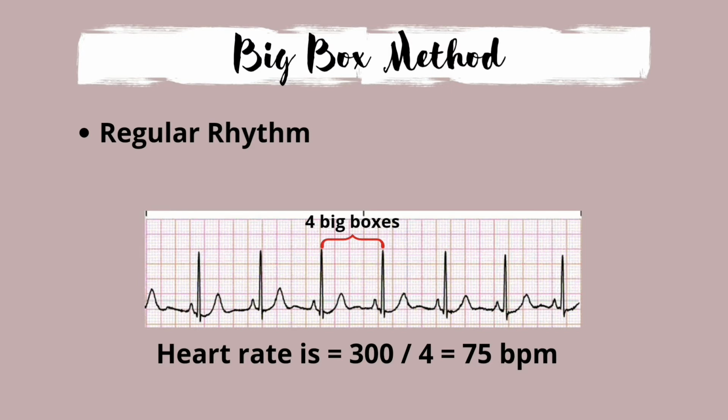In the example shown, we can notice that the rhythm is regular and constant. Most of the QRS complexes fall 4 big boxes apart. So from here, we can calculate 300 as our constant number, divided by 4, which is the number of big boxes. The heart rate is equal to 75 beats per minute.